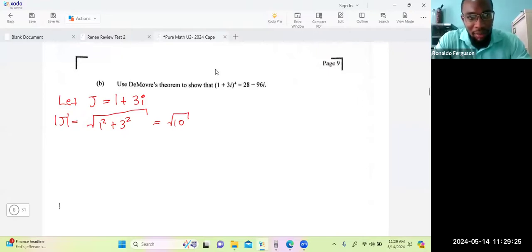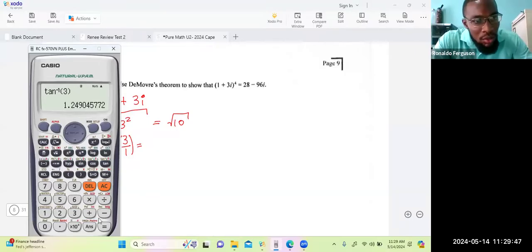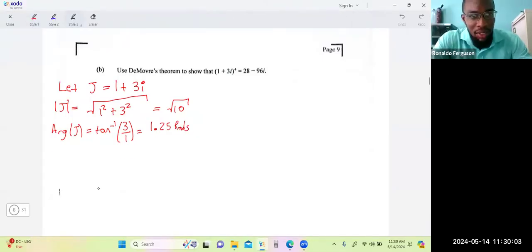Now we need to find the argument of j. So the argument of j is equal to tan inverse b over a. Tan inverse 3 over 1. I'll put that in our calculator. Tan inverse 3 gives 1.25 radians. Can I get that in terms of pi? Maybe, maybe not, but this is what I get.